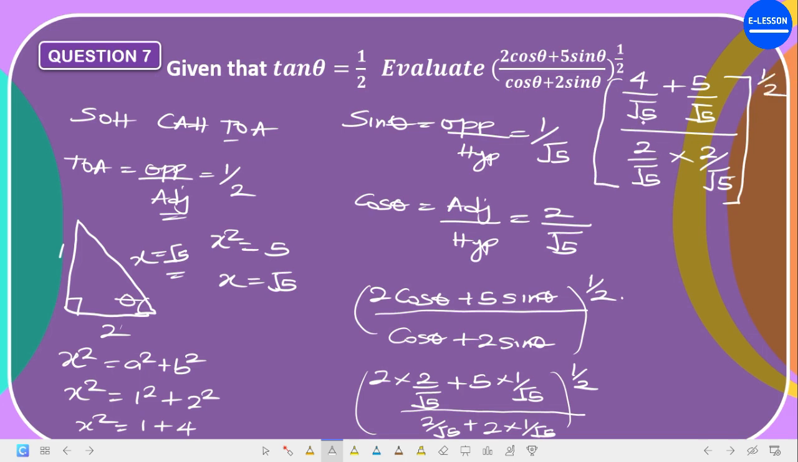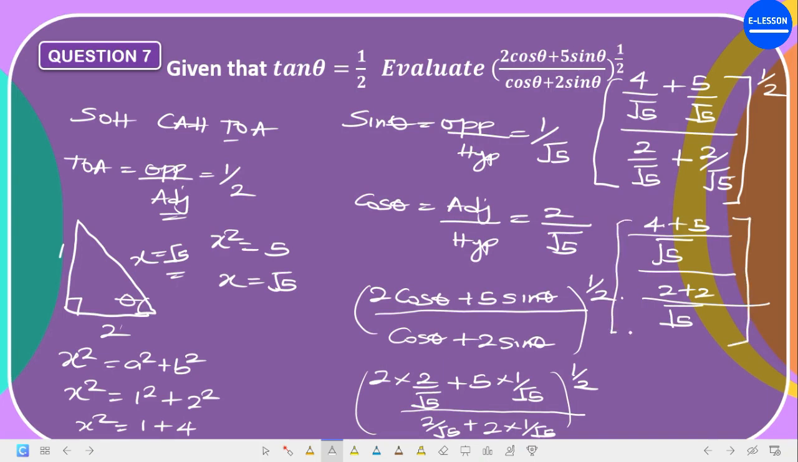Now, what do you think we can do here? The LCM of this and this is what? Root 5. Okay? This is positive, this is not multiplication. The LCM of this and this is root 5. If the LCM is root 5, the bases are equal. So this becomes 4 plus 5 all over root 5, and here it becomes 2 plus 2 all over root 5.